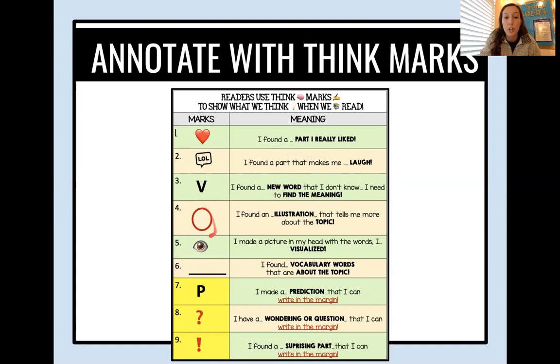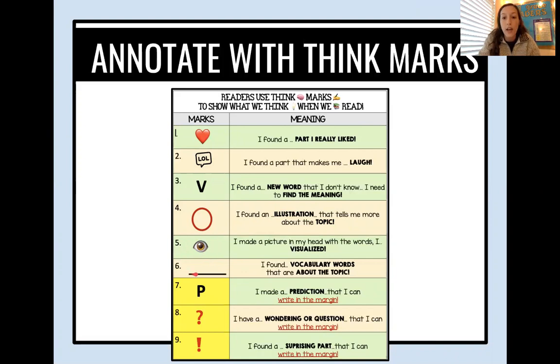We use the circle only for illustrations. Circles should not be used in the text. We use the circles in the illustration when we find something that helps us learn about the topic. We use the eyeball when we visualize. When we can make a picture in our head with the words, we visualize with the eyeball.